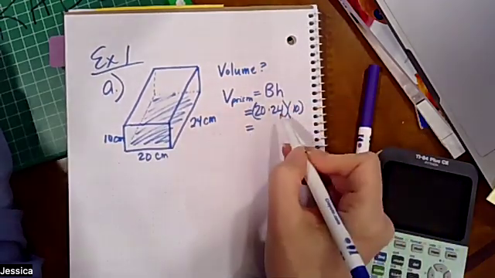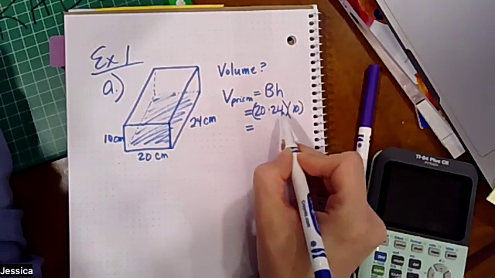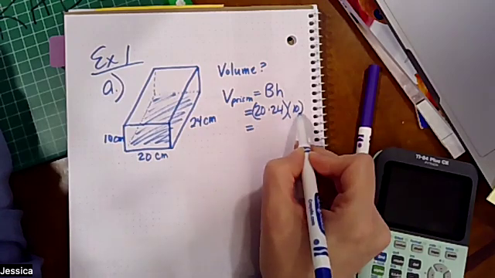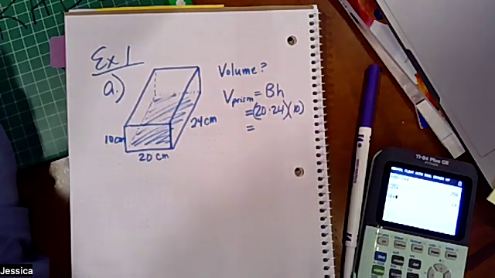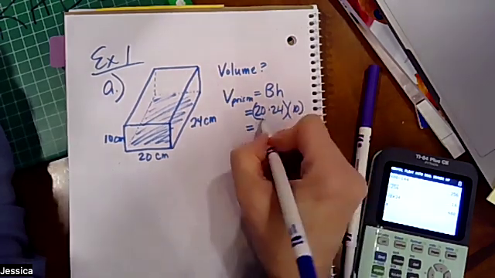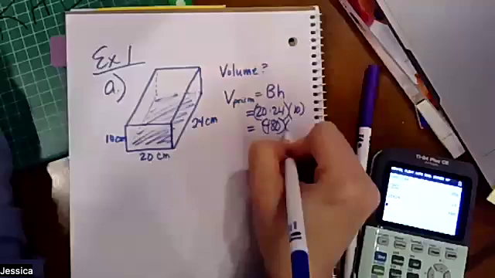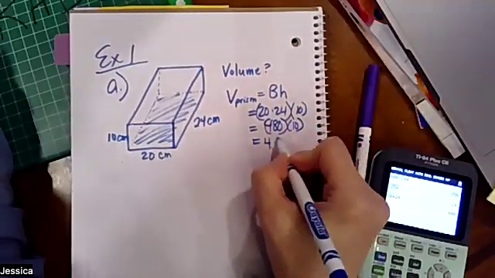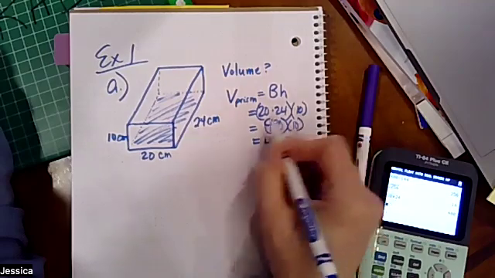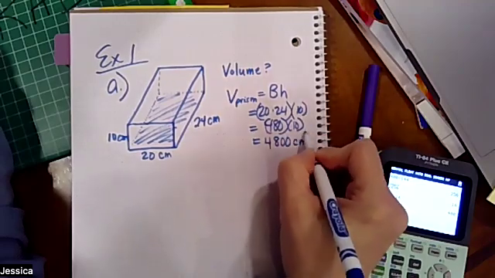And I'm kind of running out of room, but you could put centimeters here, centimeters here, centimeters here, and clearly you're going to get centimeters cubed. But 20 times 24 is 480. And then 480 times 10 is going to be 4,800. And imagining your centimeters cubed.